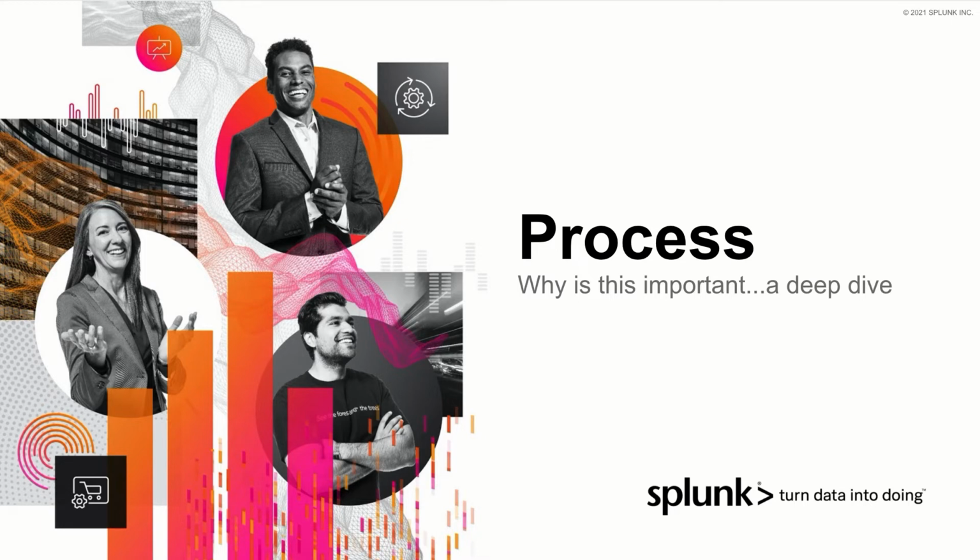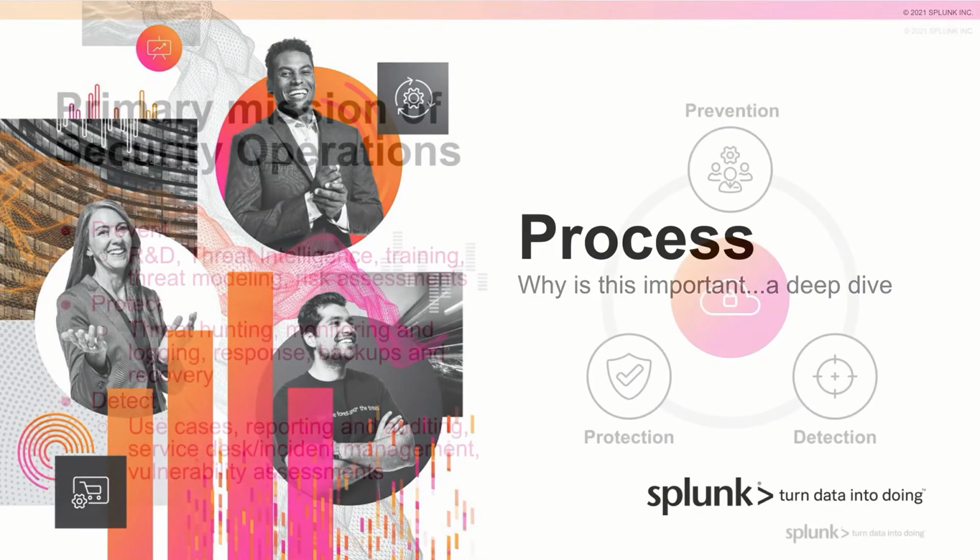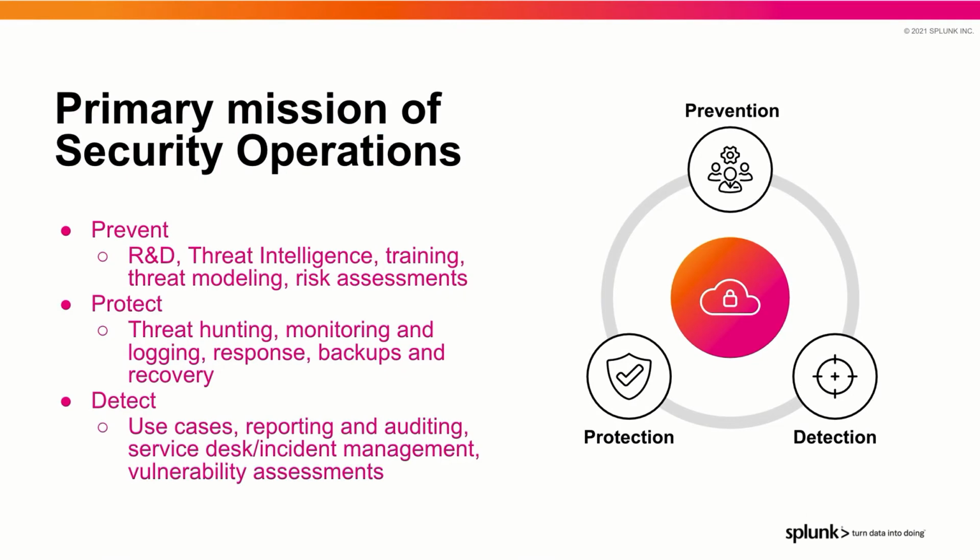So let's get into the process part. This is what we're here for today. Let's take a deep dive into what the whole process section really is. So again, there's 5 subsections in here, right? But the primary mission of security operations is threefold, right? We want to prevent, protect, and detect. That's really what we're here for, security operations.